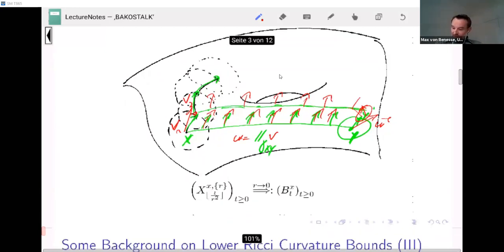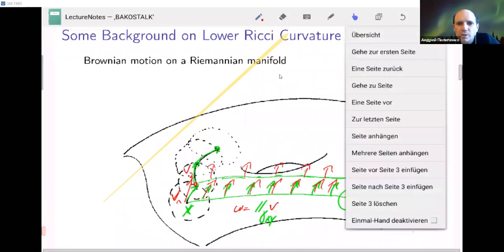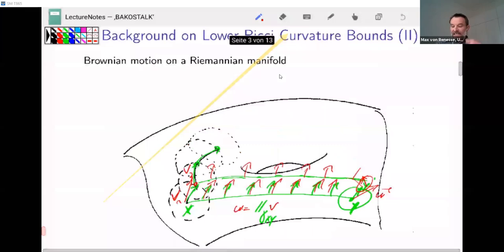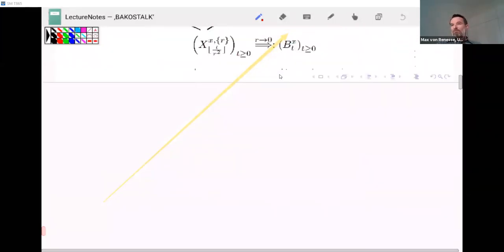Let me probably insert. But you told that K may be negative. Oh yes, K may be negative. In this case, the statement is just that they do not move away from each other with a bigger speed than this exponential speed.